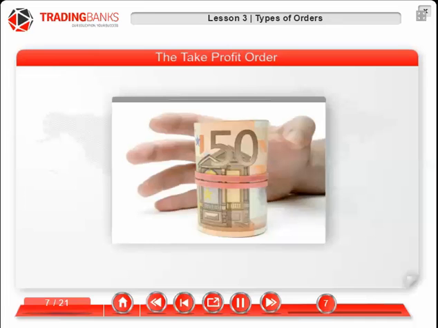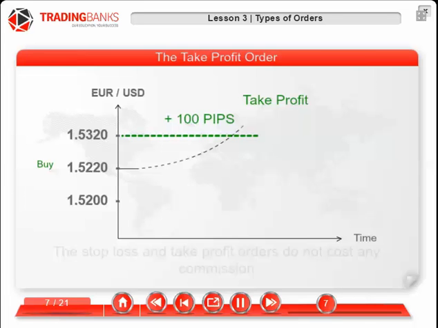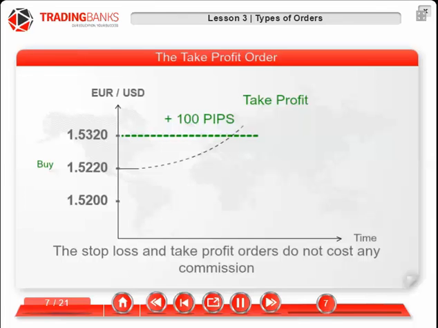to exit the transaction. For example, we've bought euros at a particular exchange rate and we placed a take profit order at 100 pips above the exchange rate of purchase. We know that in this specific transaction, we can only profit a maximum of 100 pips. These two orders do not entail any payment of commission. They can be placed at the beginning of the transaction, be changed in the course of the exchange, be moved or removed as long as they haven't been executed yet.